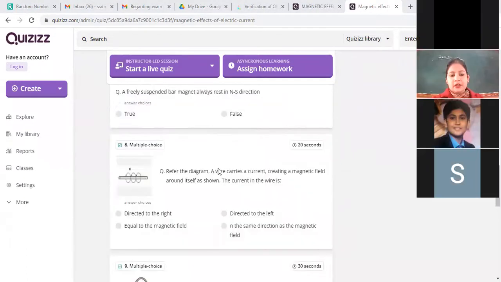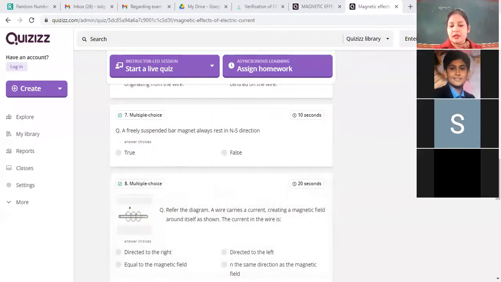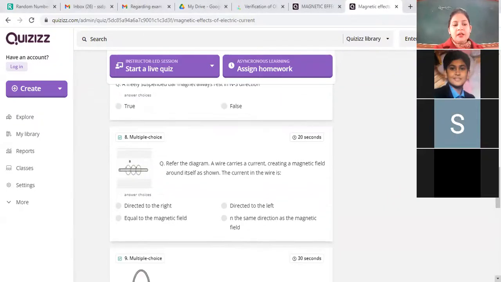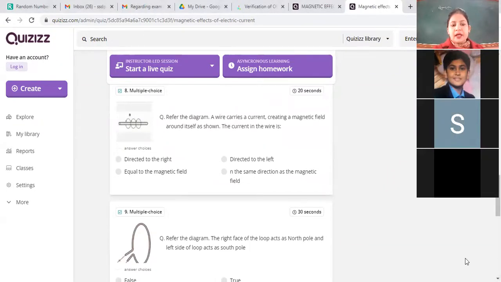Next, 8th question. Refer to the diagram. A wire carries a current creating a magnetic field around itself as shown. Current in the wire is directed to the right, to the left, equal to magnetic field, or in the same direction as the magnetic field. So there is a wire carrying current and the magnetic field is around it. What is the direction of current? So you have to apply Maxwell's right hand thumb rule again, but now in the opposite direction. Here field is given, you have to guess the direction of current. Otherwise, usually we have current given and we guess the direction of magnetic field.